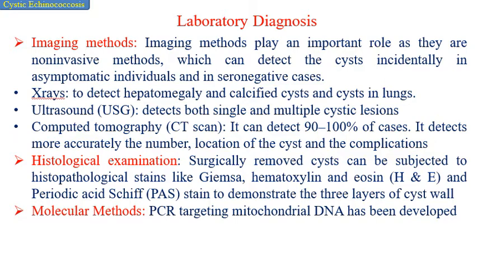Imaging methods play an important role as they are non-invasive methods which can detect the cyst incidentally in asymptomatic individuals. In seronegative cases, X-rays detect cavity and calcified cysts in the lungs. Ultrasound detects both single and multiple cysts. A computed tomography scan can detect 90 to 100% of cases. It detects more accurately the number and location of the cysts and the complications.